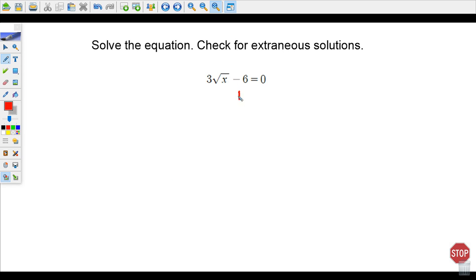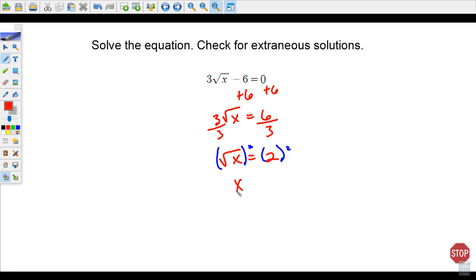Let's do one more. In this one, isolate the radical. So 3 times radical x equals 6. Divide both sides by 3. Radical x equals 2. We have the radical by itself. So let's square both sides. Radical x squared is just x. 2 squared is 4. x equals 4.